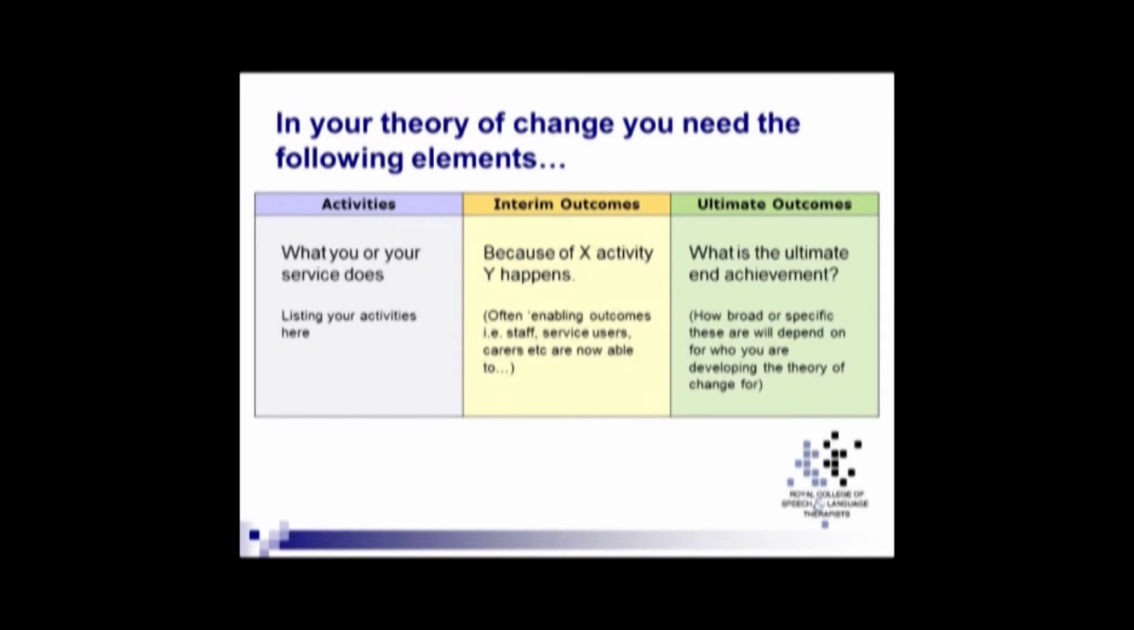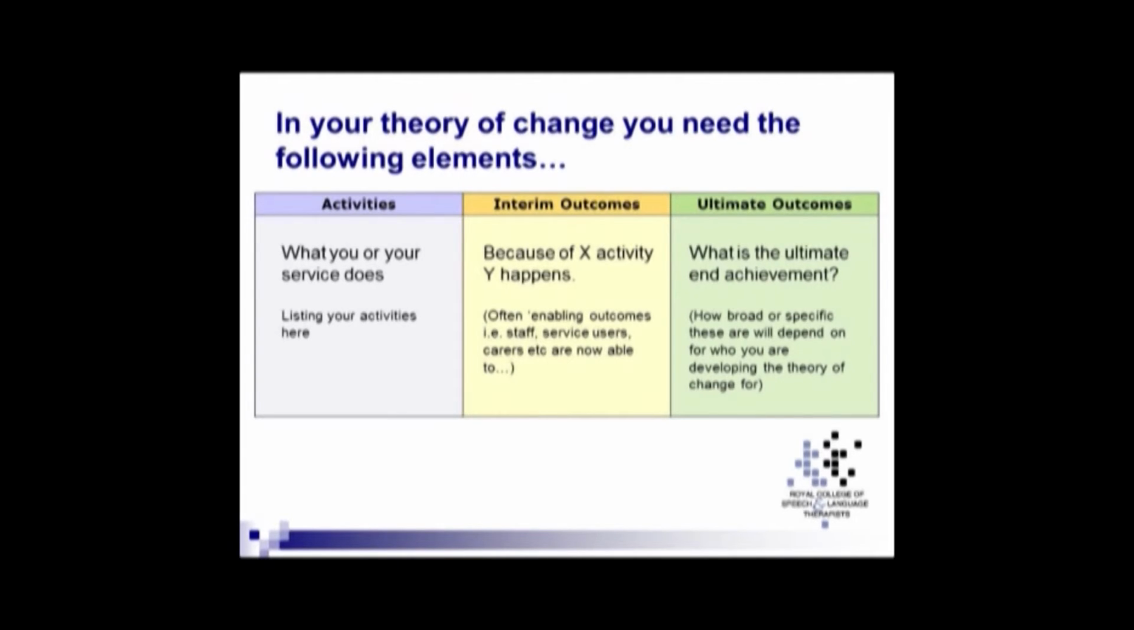The interim outcomes: because of X activity, Y happens. Often these are enabling outcomes, and it helps to start with a person. So staff are able to conduct a screen, service users, and these are all the things which, as a result of your intervention or your support, service users are now better able to do. And the same for carers, families, parents, and any other people that your work impacts on.